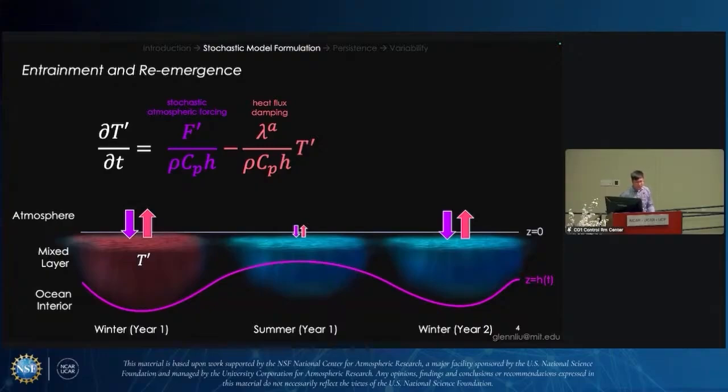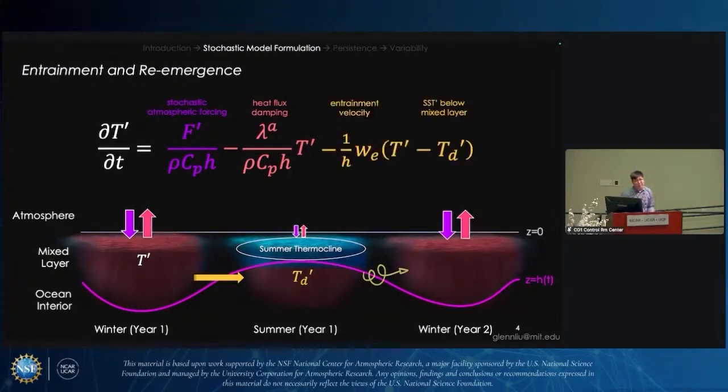And when you think about the winter, you have much deeper winter mixed layer depths in the extratropics. In the summer, the shallow thermocline insulates anomalies from the previous winter from interaction with the atmosphere. And the following fall, as the mixed layer deepens again, these anomalies are entrained back into the surface, leading to winter recurrence, known as the reemergence mechanism. So you can represent that in the stochastic model with the addition of an entrainment term.